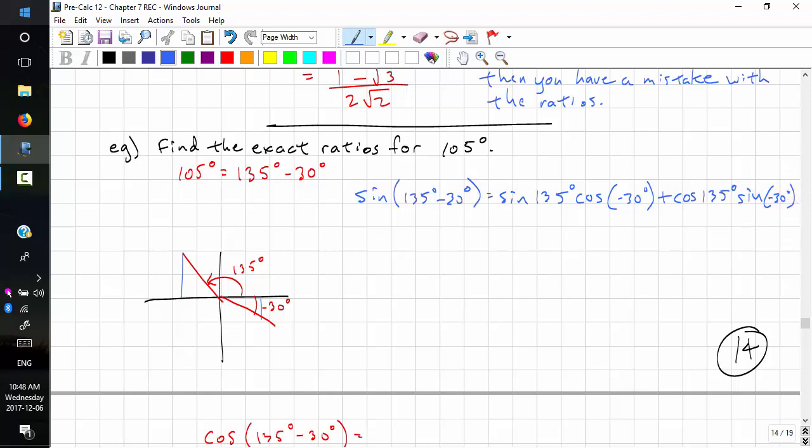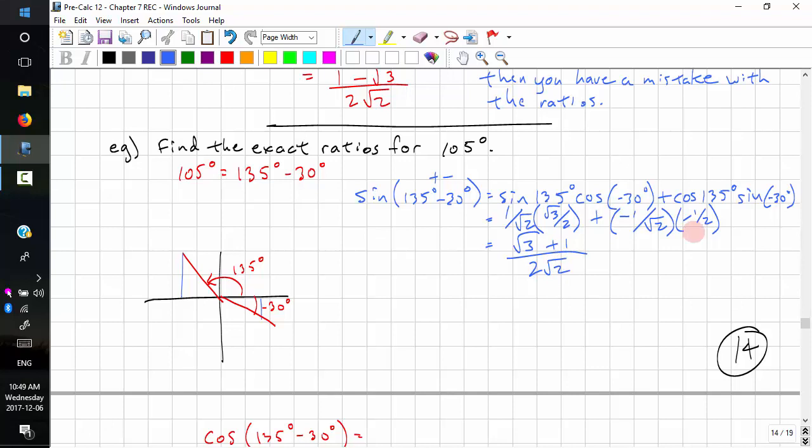Notice I didn't use the subtraction formula, even though this is a subtract. I can treat this as a plus minus. That way I only have to remember the addition identities. Now we substitute our exact ratios, 1 over root 2, root 3 over 2, plus negative 1 over root 2 times negative 1/2. And this gives us root 3. There's 2 negatives, so that's a positive 1, and 2 root 2.